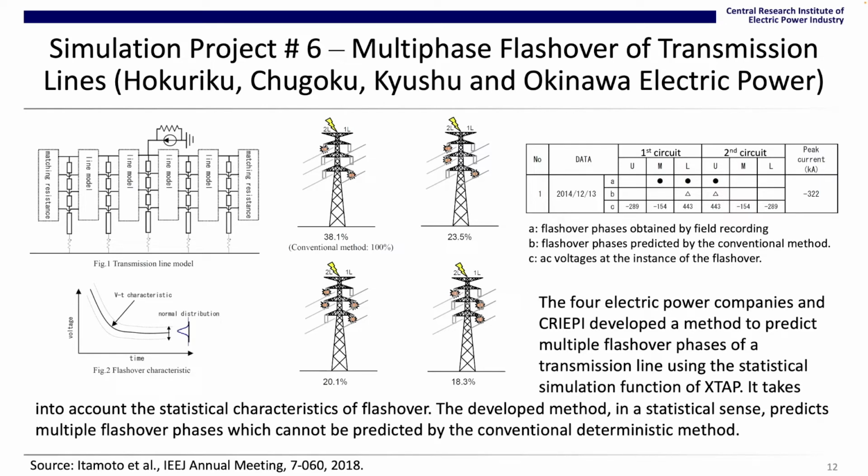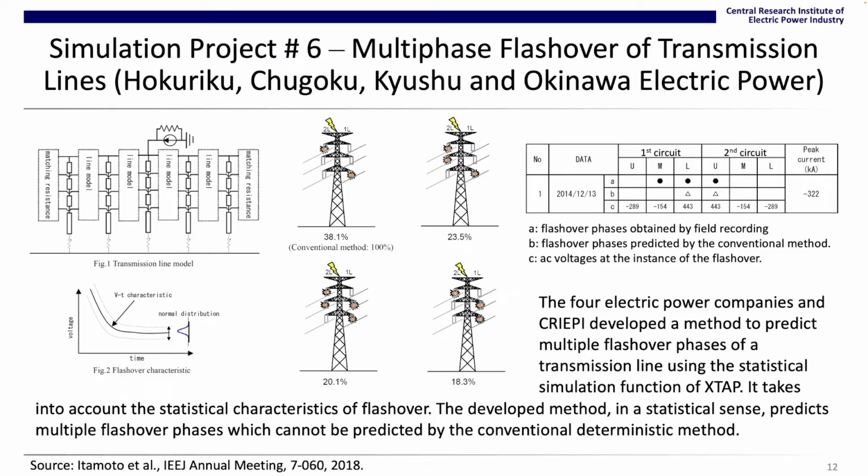The flashover phenomenon between arc horns involves statistical delay. In the developed method, the statistical delay of flashover is simulated by random number generation with a normal distribution, and a number of simulation cases are performed to take into account the statistical characteristics. The developed method, in a statistical sense, predicts multiple flashover phases which cannot be predicted by the conventional deterministic method.